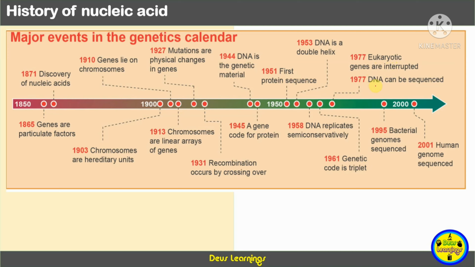Then in 1977, DNA could be sequenced. So people understood that there is a possibility of sequencing DNA. Again Sanger discovered the method of sequencing DNA. In 1995, the bacterial genome was sequenced, since we already knew the sequencing method and it was a small genome. And in 2000 to 2001 the human genome was sequenced. Actually it was proposed to finish by 2000, but it took some time. Anyway, in 2001 the human genome was sequenced.